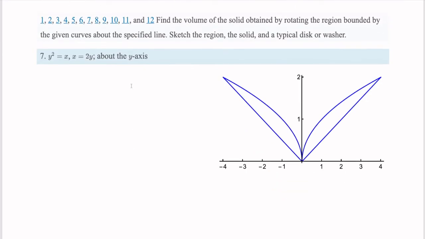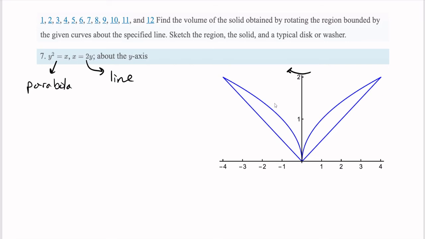So let's try this one. This says we've got y squared equals x. Again, another parabola. And then we've got x equals 2y, which is just a line about the y-axis. That's where we're going.